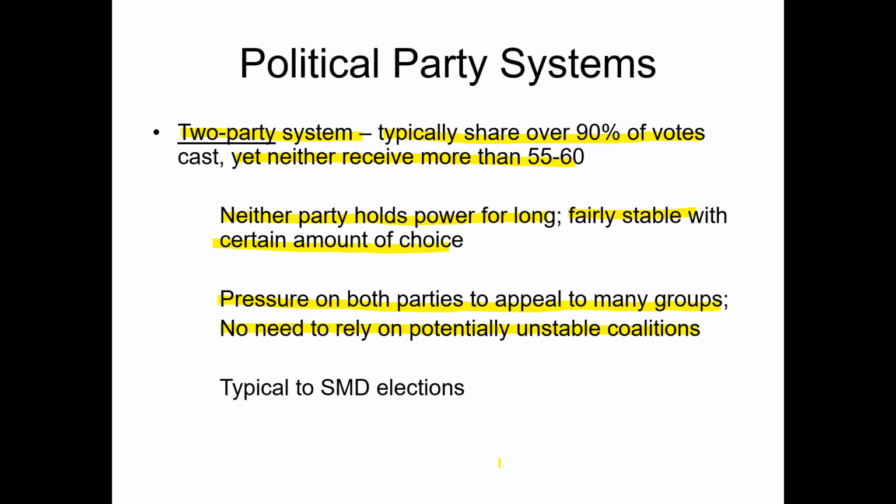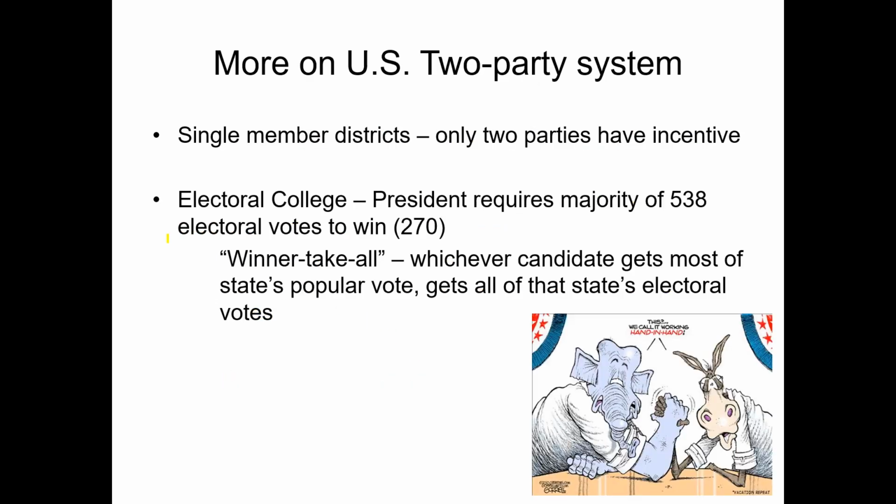And these two-party systems are typical of the single-member district elections that we touched on. One of the reasons why we have a two-party system is because single-member districts mean that only one person is being elected from that district. So therefore, there's only an incentive for two parties to vie for that one shot. Now, this is an interesting theory that's been studied for a long time. If you had more than one representative coming out of that district, you'd have more incentive for more parties.